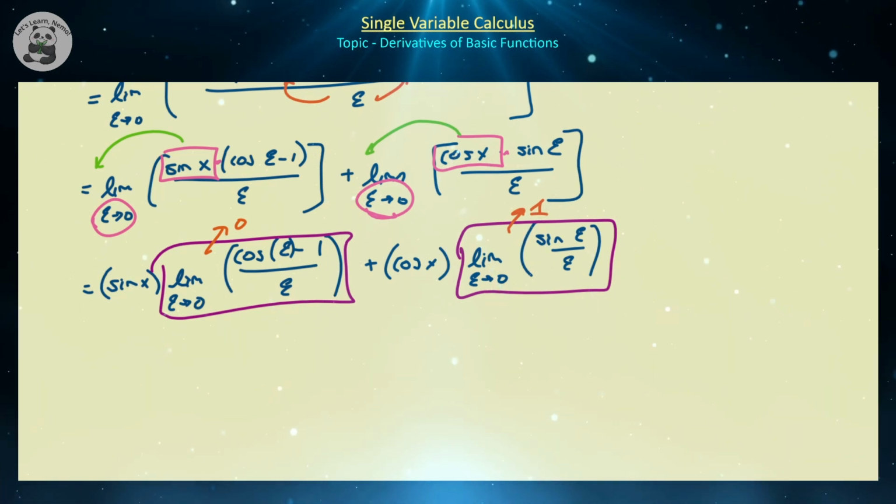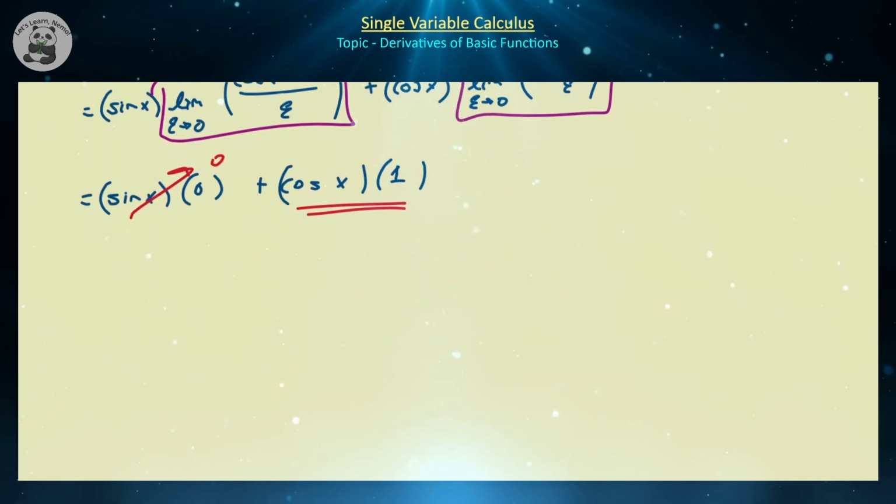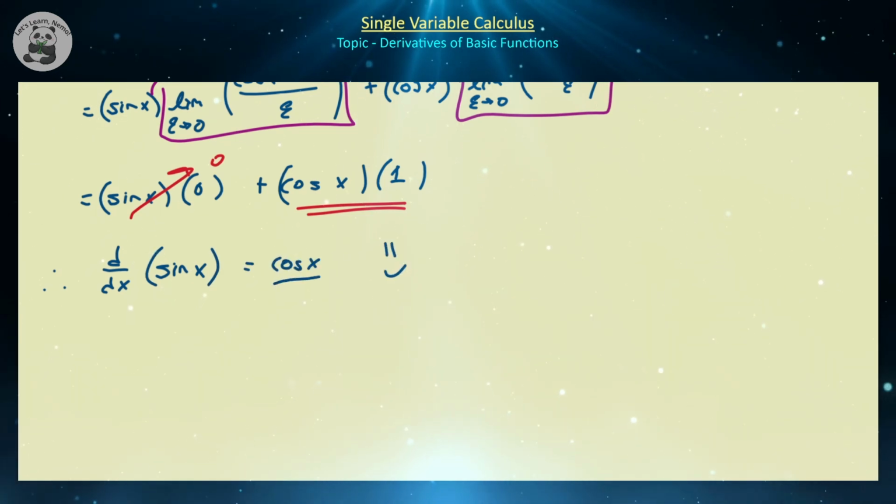So that's going to give us the sine of x times 0 plus the cosine of x times 1, and therefore the sine of x times 0 is just equal to 0, and we're just left with cosine of x. So therefore, the derivative of the sine function is the cosine function, right?